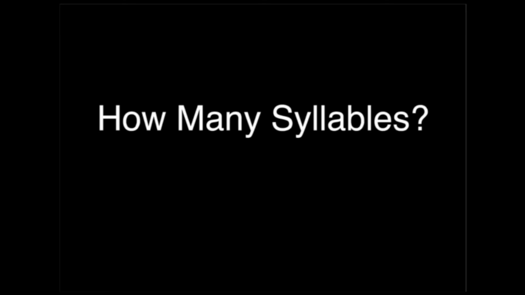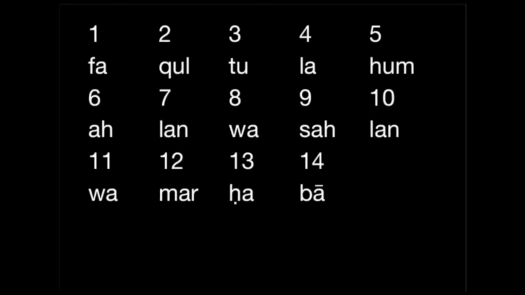Once you've had a chance to do that, I'm going to show you. If we break it down, we get 14 syllables. And there they are. فَقُلْتُ لَهُمْ أَهْلًا وَسَهْلًا وَمَرْحَبًا. And I hope that's pretty clear how I got to the number 14.